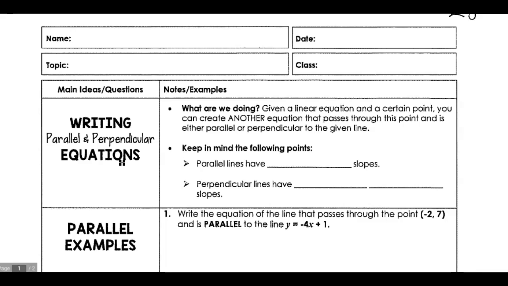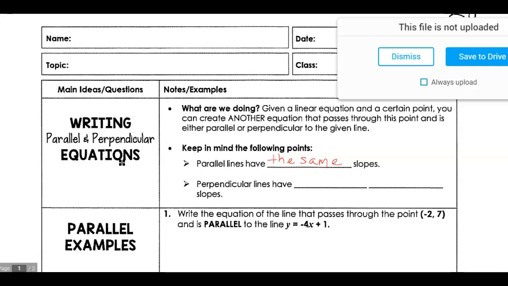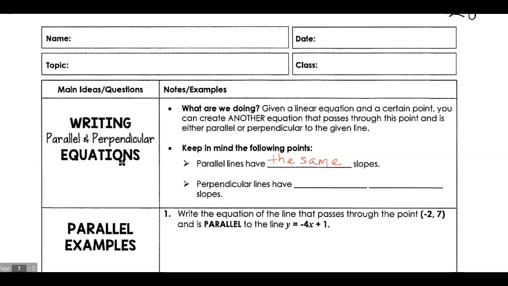Parallel lines is a review. Parallel lines have the same slopes, right? And perpendicular lines have opposite reciprocal slopes. So remember, that means that you flip them and you do the opposite sign.